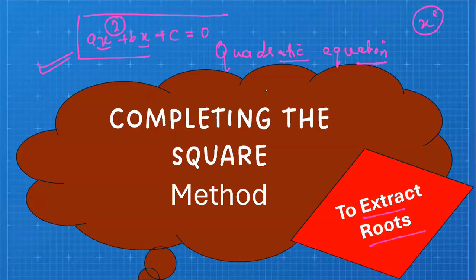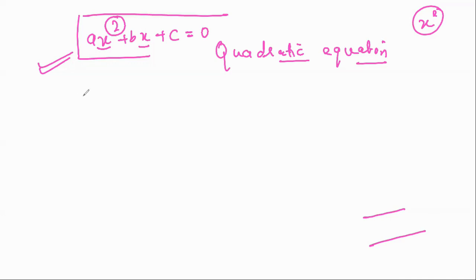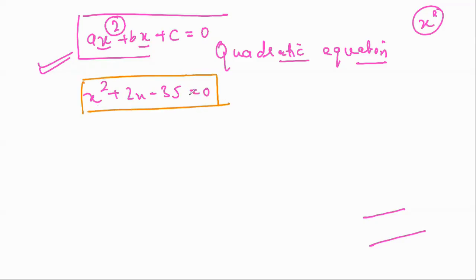Suppose I am taking an example, x square plus 2x minus 35 equals 0. For this example, suppose we have to find the roots with the help of completing the square. The first thing we do is take the constant, the value without the variable x, to the right hand side. Because 35 is negative, when it changes its side, it becomes positive.